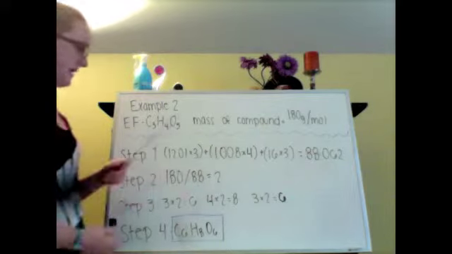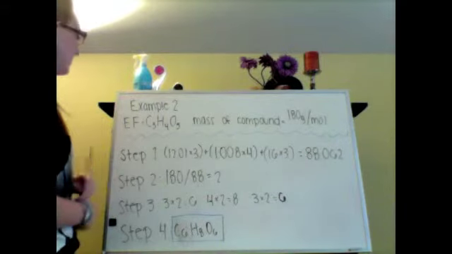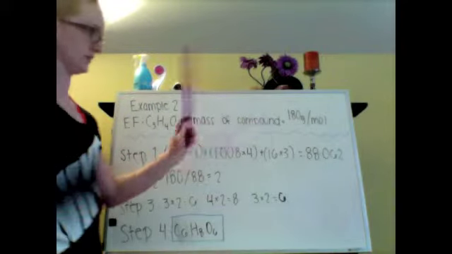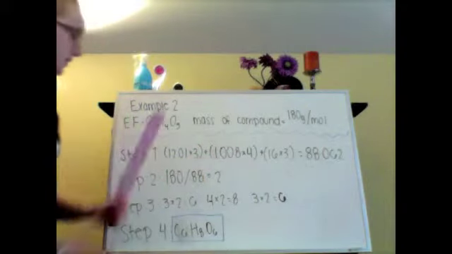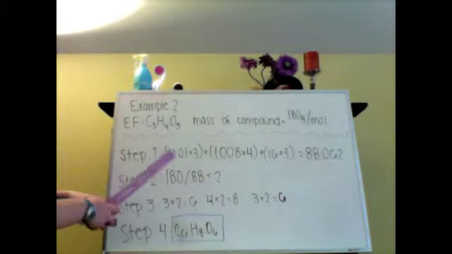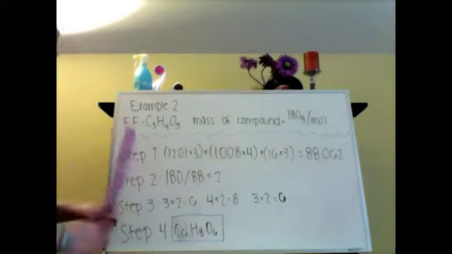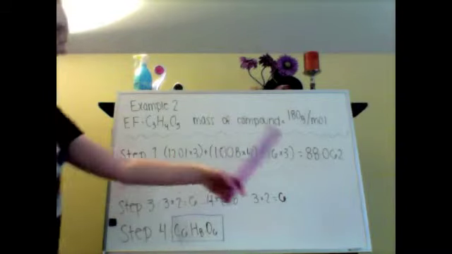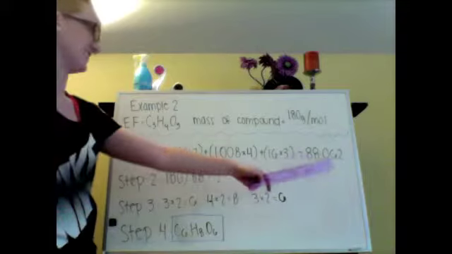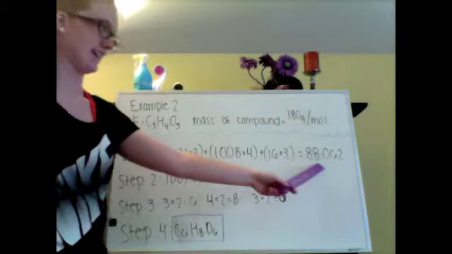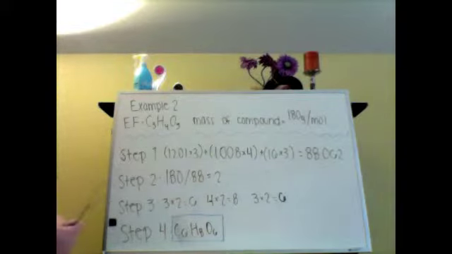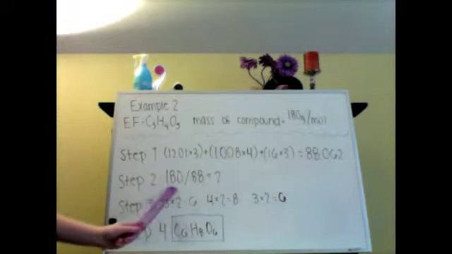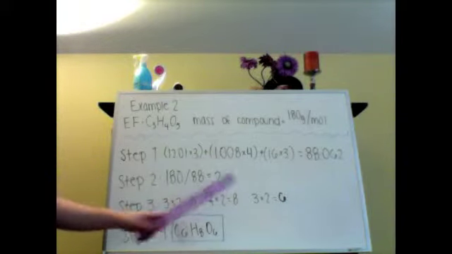For example number 2, I went ahead and solved it. The empirical formula that you're given is C3H4O3, and the mass of the compound is 180 grams per mole. For step 1, you determine the mass of the empirical formula. You take the mass of 3 carbons, 4 hydrogens, and 3 oxygens, and add them together, and you get 88.062. Then you divide the mass of the compound by the mass of the empirical formula, so 180 divided by 88 is 2.